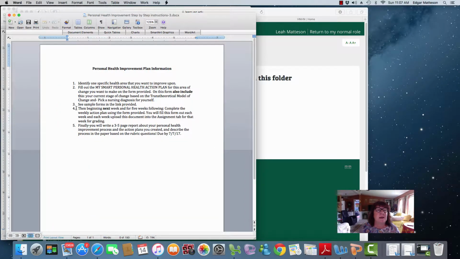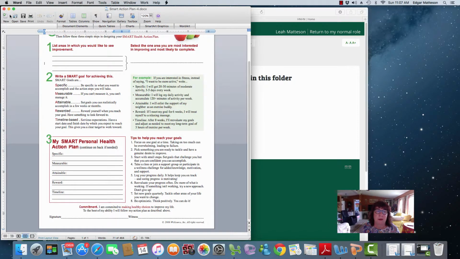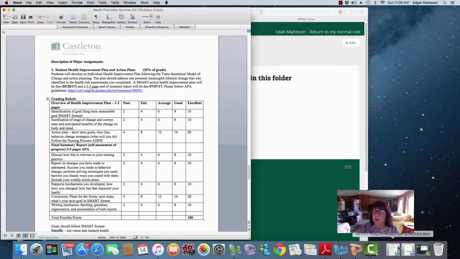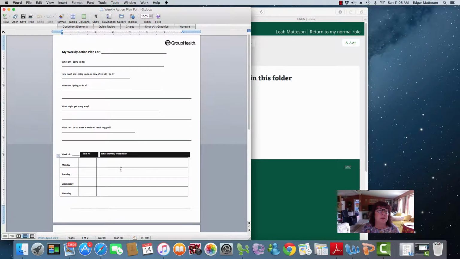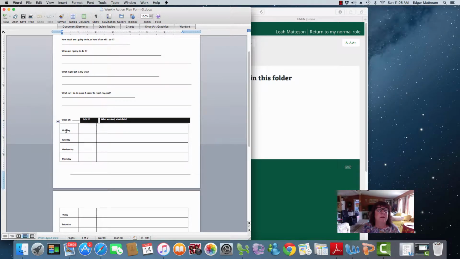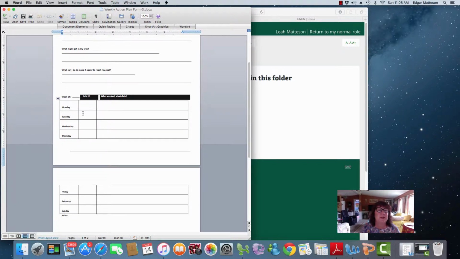And then next week, the week of May 29th, you're going to start working on the actual weekly action plan form, which is in this folder also. So my weekly action plan for the week of May 29th: I'm going to go to bed every night at 9 o'clock. And then you're going to answer these questions, and every day of the week, you're going to see if it worked. You did it, yes, no, what worked, what didn't.